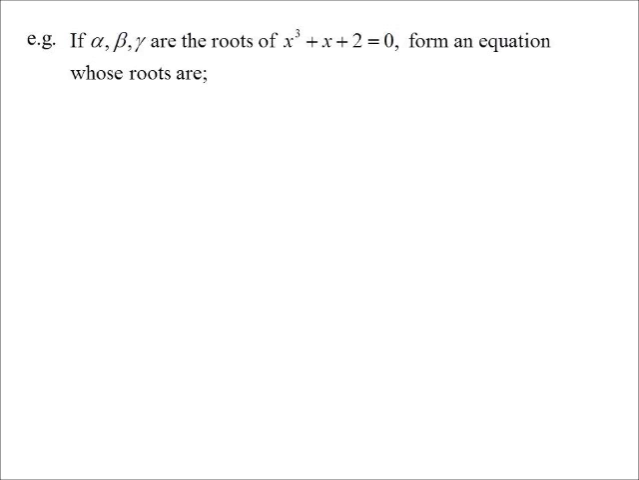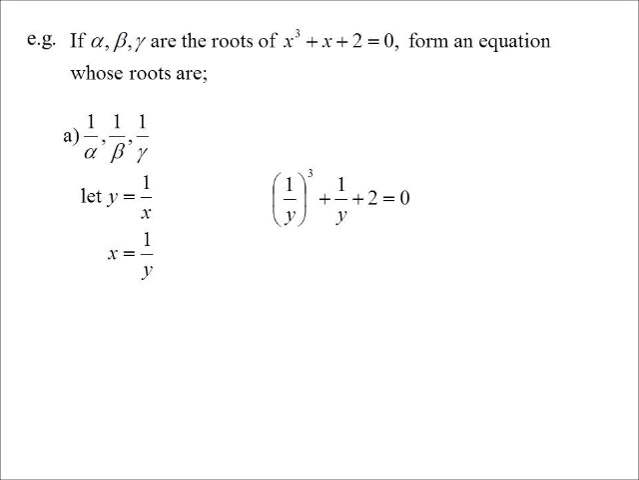So here we go. We've got a cubic. Alpha, beta and gamma are the roots of this cubic. We're going to form an equation. Let's have a look at that reciprocal idea. So, all right, I'll let y equal 1 on x. X equals 1 on y. Substitute it in. There's our new equation.